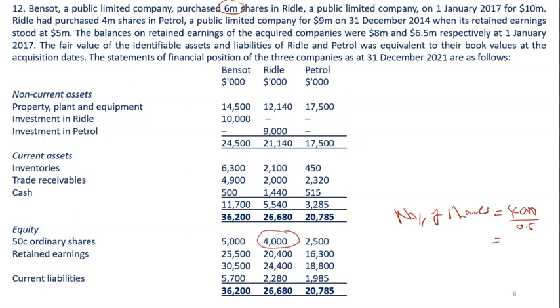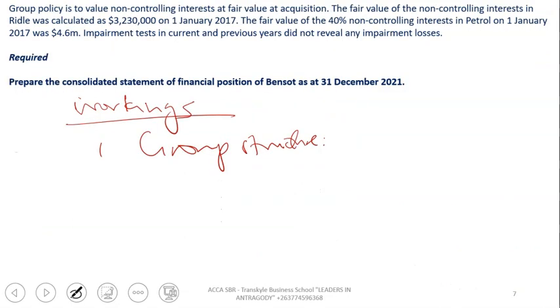And this should become 8 million. If you use your calculator, 4,000 divided by half, that's 8,000. But remember, these figures are in thousands already, so that's 8 million. So this one was Ridu. What about the number of shares in Petrol? We are told that the shares had a value of 2.5 million. So 2.5 divided by 0.5 means there were 5 million shares in Petrol.